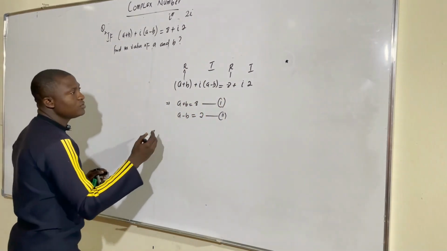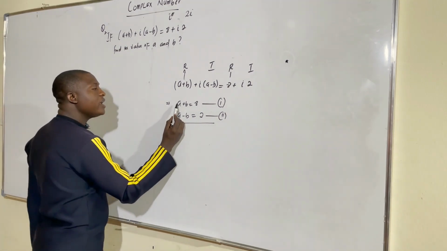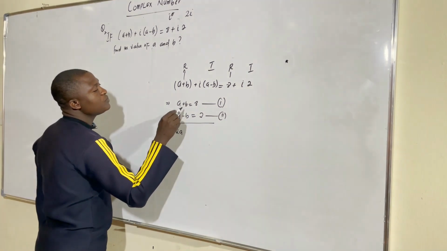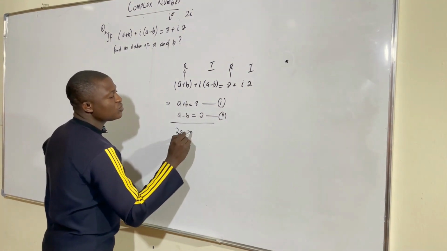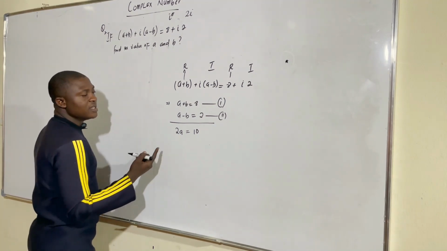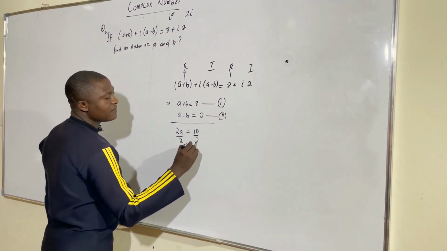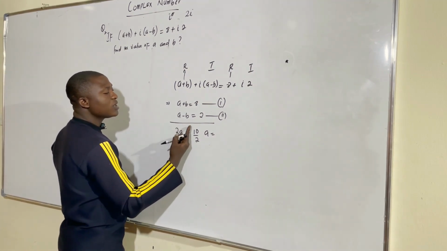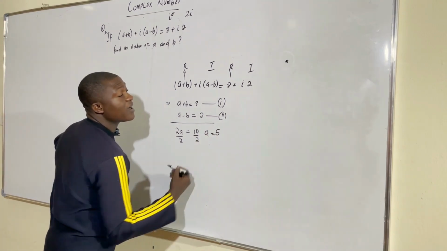So let's just quickly use elimination, just like what we used in our previous example. Now a plus a, that's going to give us 2a, plus b minus b, that is 0, is equal to 8 plus 2, that's going to be 10. Since I'm looking for a, I can just divide both sides by 2, which means a is equal to, how many 2 can we get in 10? Yes, that one is 5.